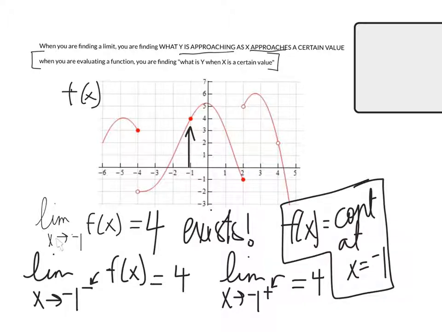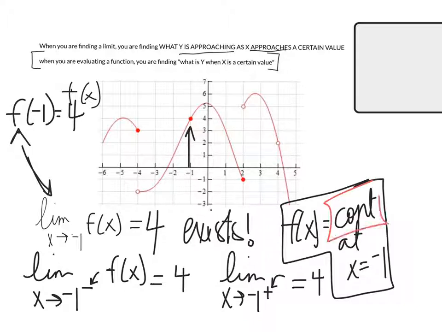The limit as x approaches -1 of f of x is 4, which means that f of -1 must equal 4. Isn't that true? When you are evaluating a function, f of -1, you are finding what y is when x is a certain value. So when I ask what is f of -1, I'm asking what y is when x is -1. And in this graph, it's 4, which is the same answer as the limit. Why?